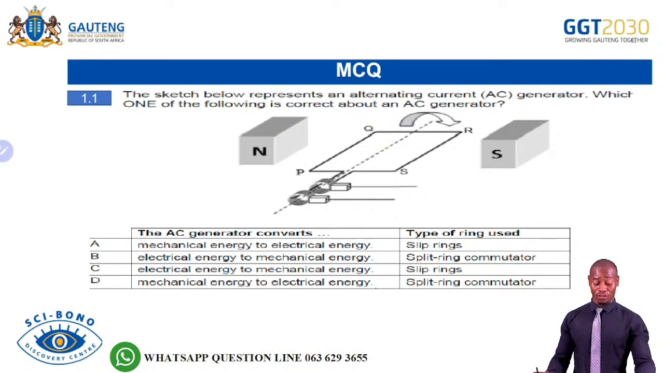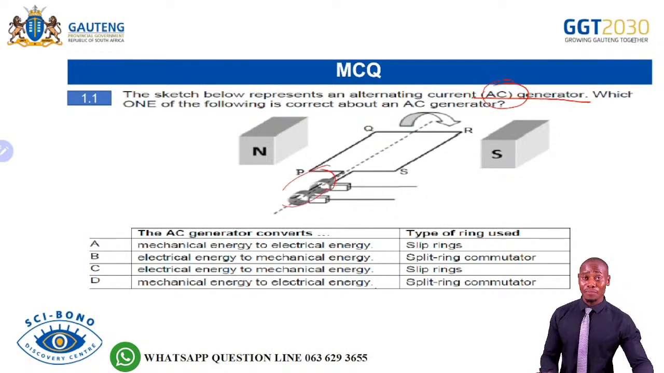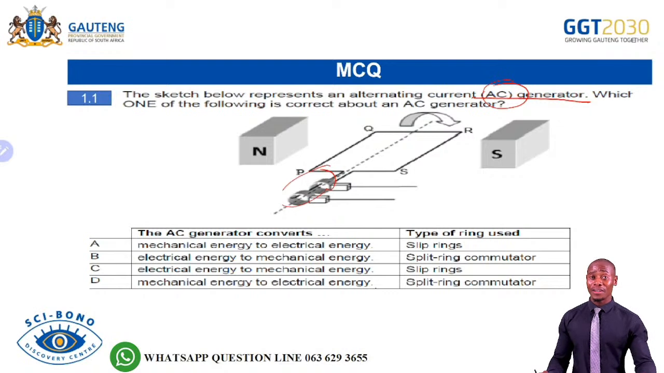Right, so let's look at this one, learners. The sketch below represents an alternating current generator. You are told that this is a generator, right? So a generator converts mechanical energy to electrical energy. And why are they saying it's an AC generator? It's because you can see there we have the slip rings. What is the function of it? The slip rings ensure that the current in the external circuit changes direction after each half turn. So that is very, very important.